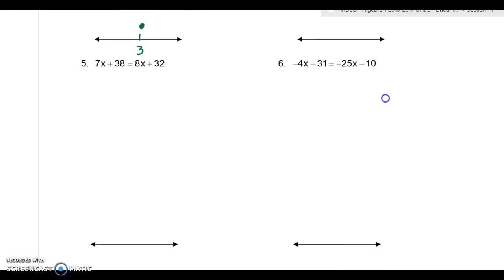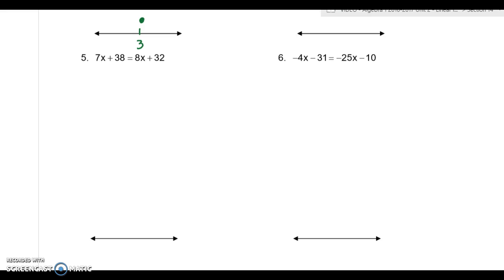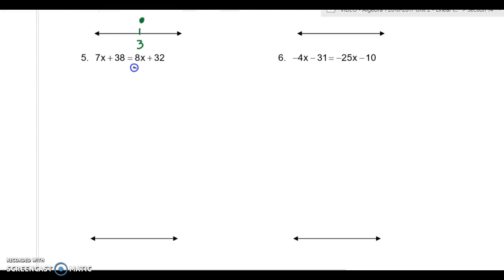Number 5, we have 7x plus 38 equals 8x plus 32. So I'm going to show you a way that I probably wouldn't want to do it, but I'm going to do it anyway to show you that it does work. It just might get a little bit messy. So I'm going to move the 8x over to the left-hand side. So subtract 8x from both sides, and I get negative x plus 38 equals 32.